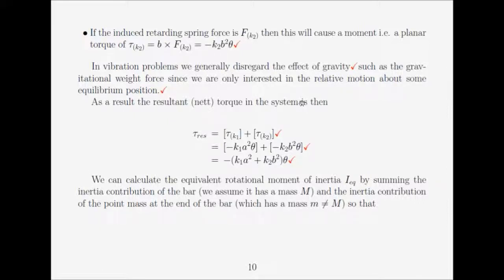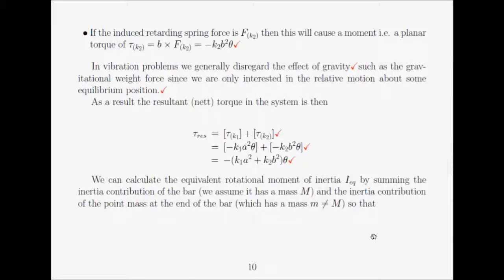As a result, for the net torque on the system, we're basically going to ignore gravity because we implicitly accounted for it when the system reached the equilibrium point. The resultant torque is basically the algebraic sum, the vector superposition, of all the torques on the system. We get this particular expression.